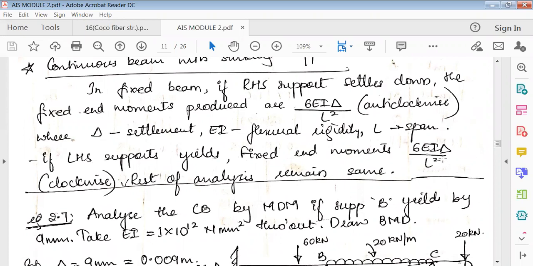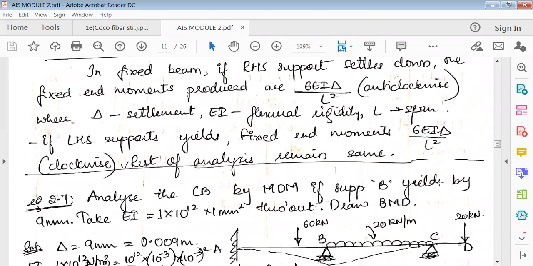So with this concept, the theoretical part here is: in a fixed beam, if the right hand support sinks or settles down, then the fixed end moment produced is 6 EI delta by L square. And that is anti-clockwise. Anti-clockwise means you're taking it as minus.